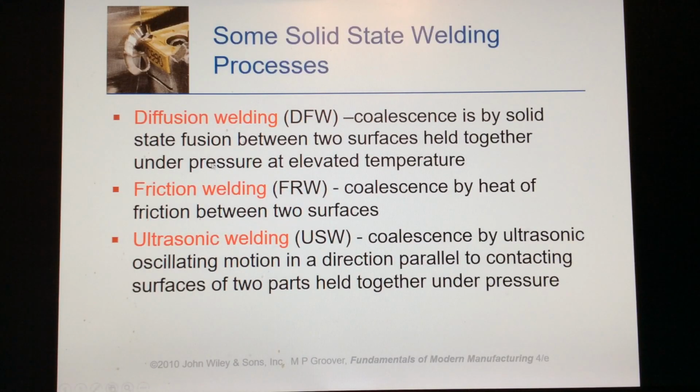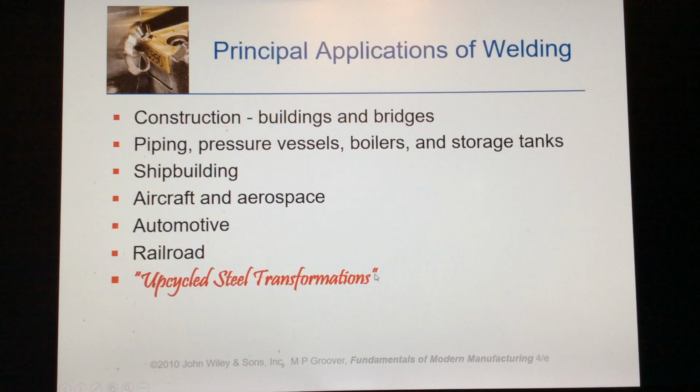So here are the processes. There's diffusion welding, and you remember what diffusion is all about from your days of material science. Then there's friction welding and friction stir welding, and also ultrasonic welding. And here are just some principal applications, and I've listed most of the major ones here, including upcycled steel transformations.